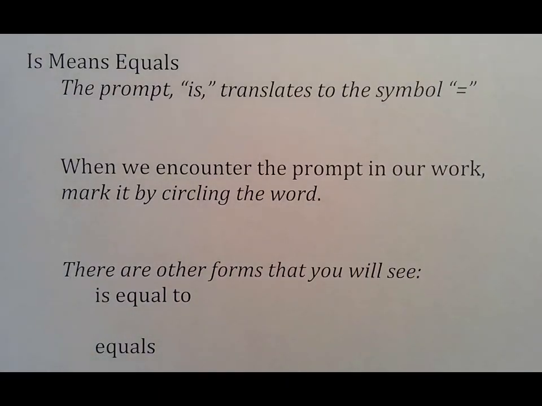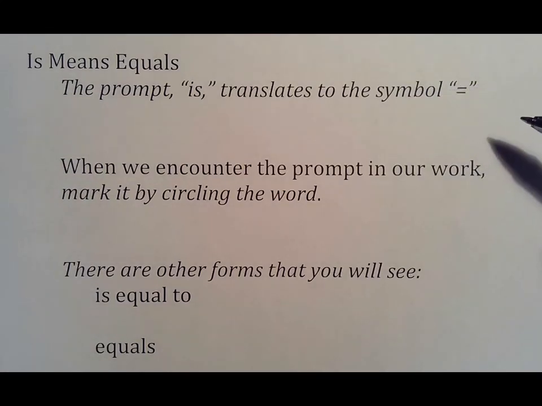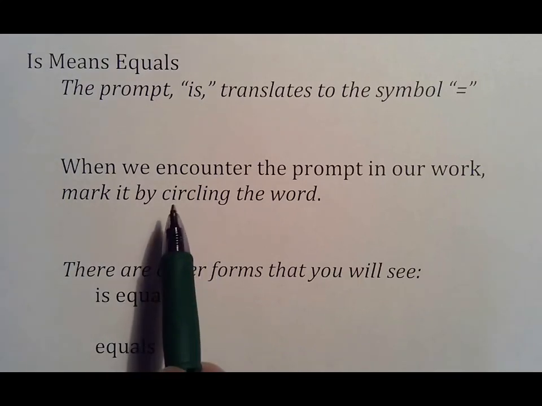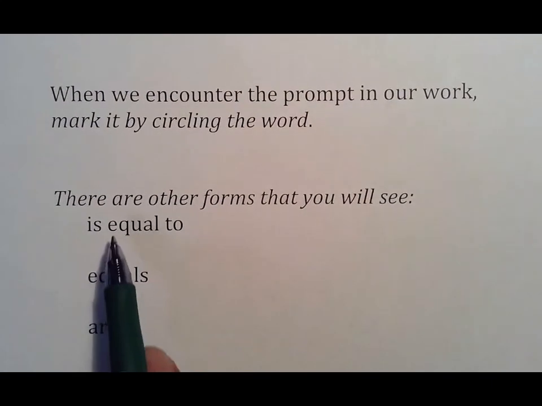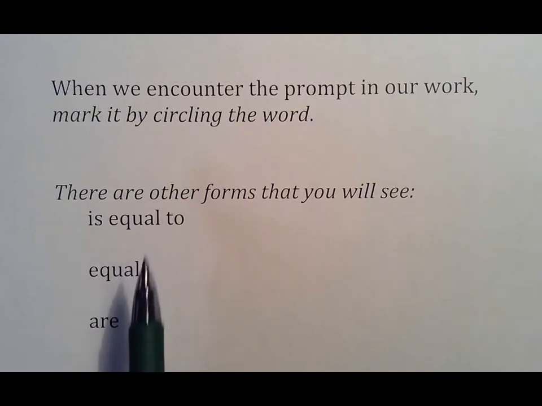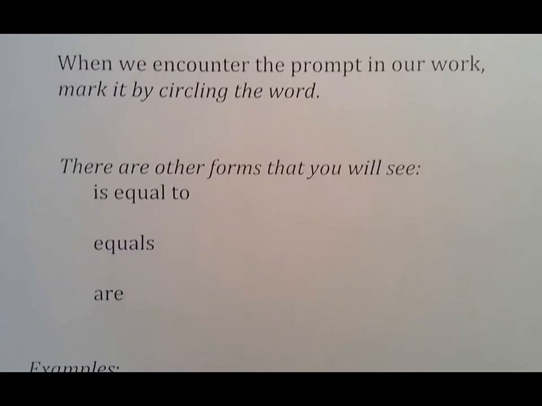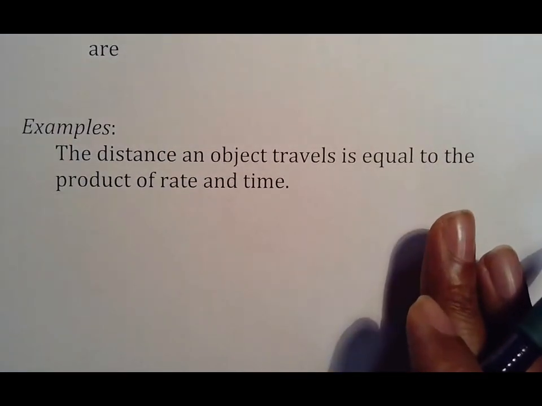The prompt "is" translates to the equation, the equal sign, the symbol equal sign. So when we encounter the prompt, simply circle it. That's the easy way to mark it off as something different. When you see a phrase or a sentence and you see the word "is," or "is equal to," because that's another phrase, or "equals," or "are," circle those words, because it pretty much means it's going to be an equal sign. So again, quick examples and then we're out of here.